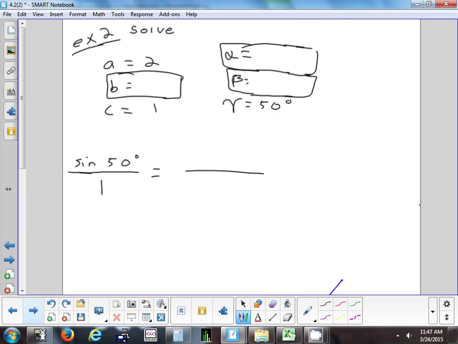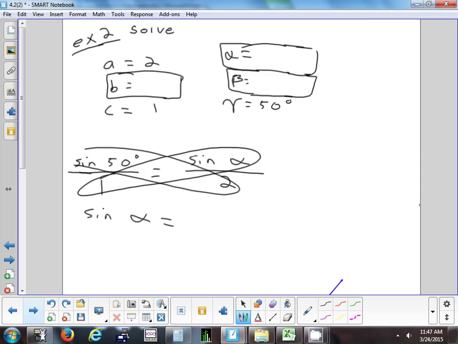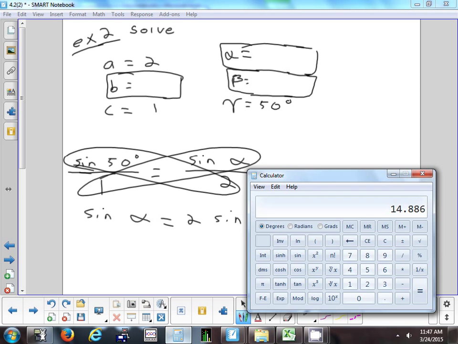So we have sine of 50 divided by 1 equals sine of alpha divided by 2. Okay, cross multiply. Because we have a 1, that's going to be nice. It's just 1 times sine alpha, just sine alpha. And then we have equals 2 sine 50. Okay, let's see what 2 sine 50 is. I just want to see what the decimal comes out to.